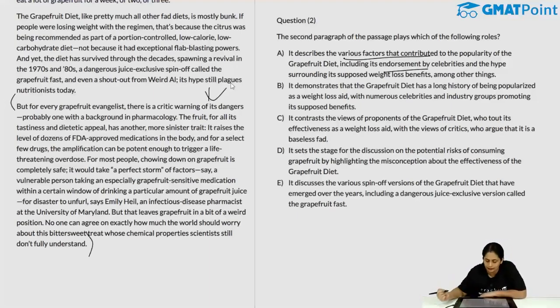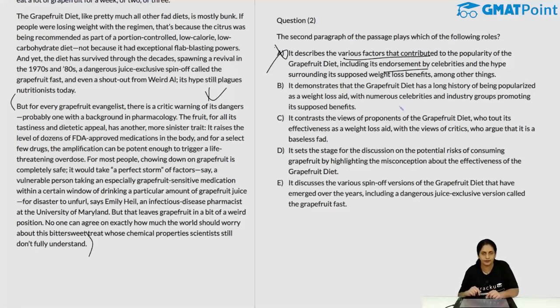So let us take a look at the second option. It misses the point of why it actually was given. So A can be eliminated. It demonstrates that the grapefruit diet has a long history of being popularized as a weight loss aid, with numerous celebrities and industry groups promoting its supposed benefits. This is true. It is true that numerous celebrities and industry groups promoted it and how it was popularized as a weight loss aid. Completely true. But the role it played was essentially giving the significance of why that warning was issued. That part is not given.